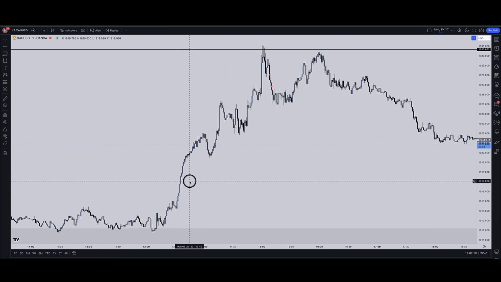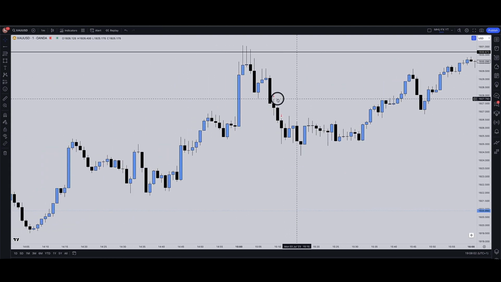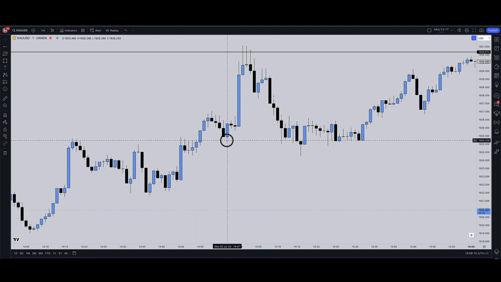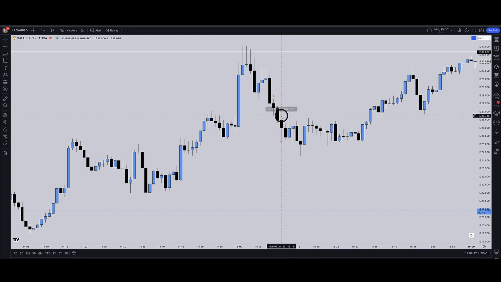And I took my very first TP here on this candlestick low when price started dropping. And then I moved my stop loss into profit beneath this low. And then that's where the rest of it got taken out.